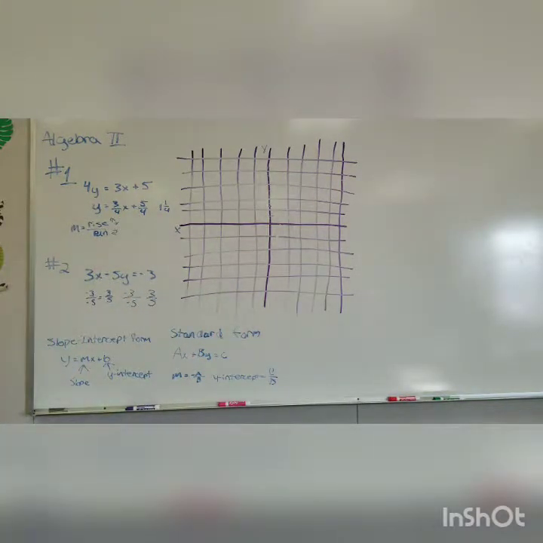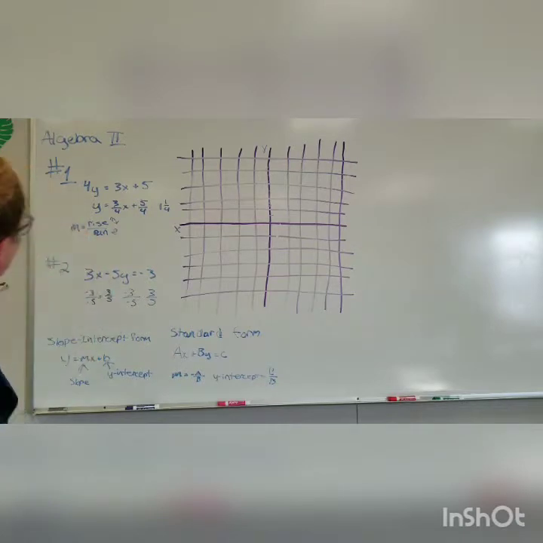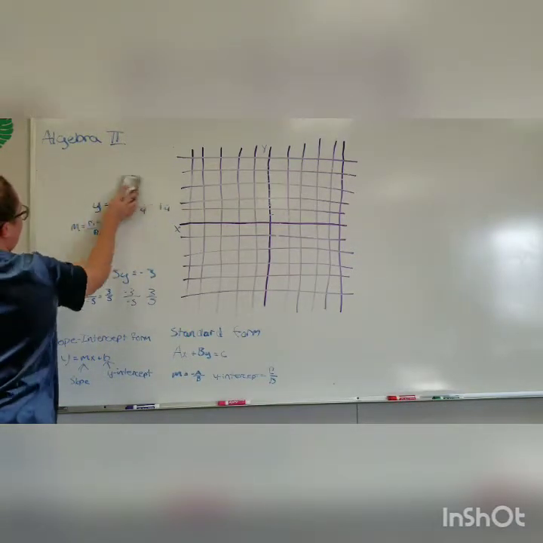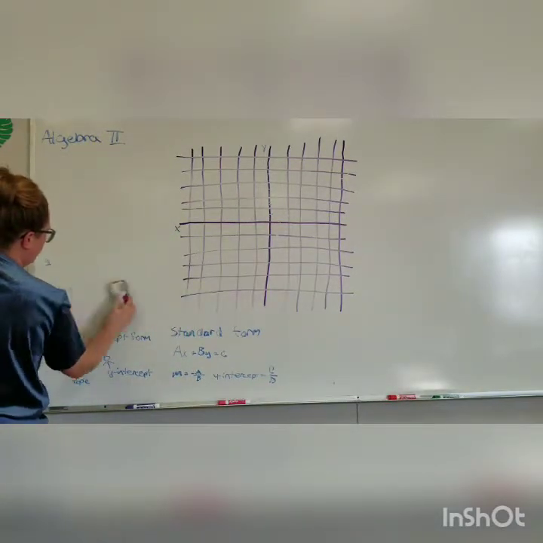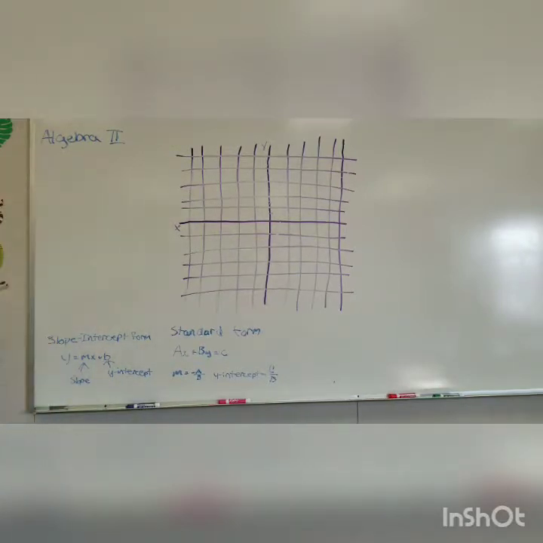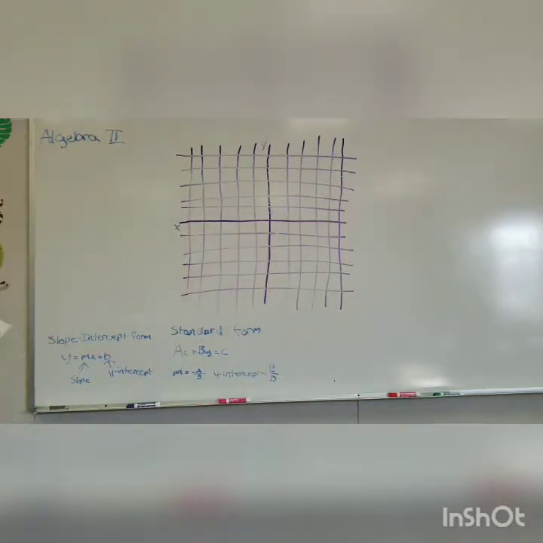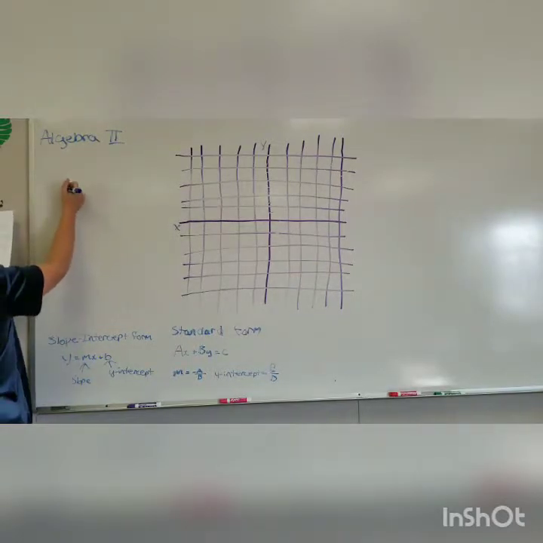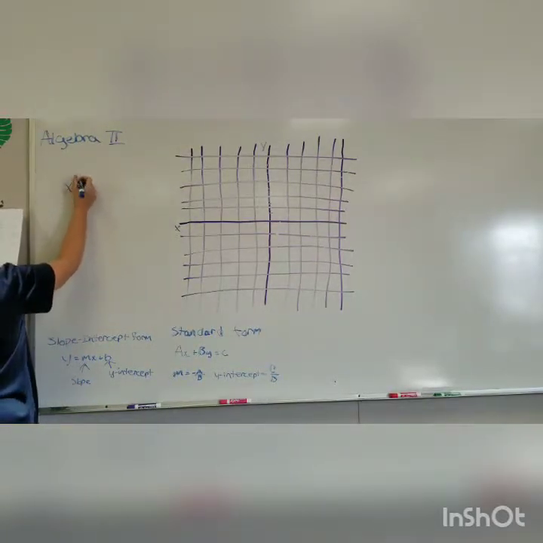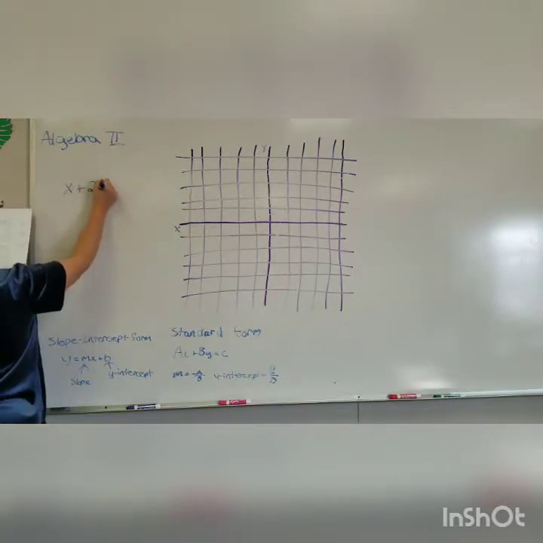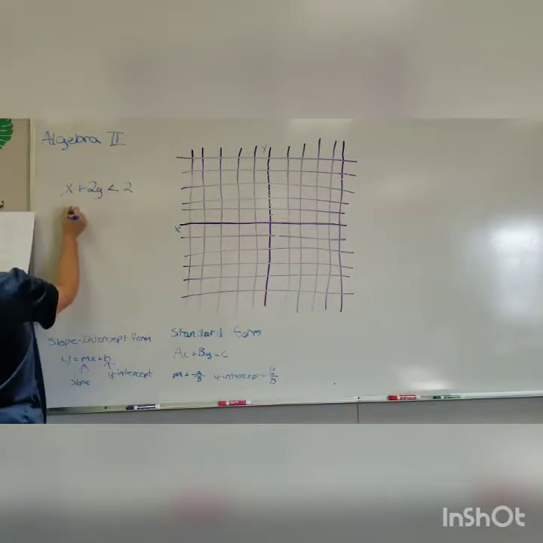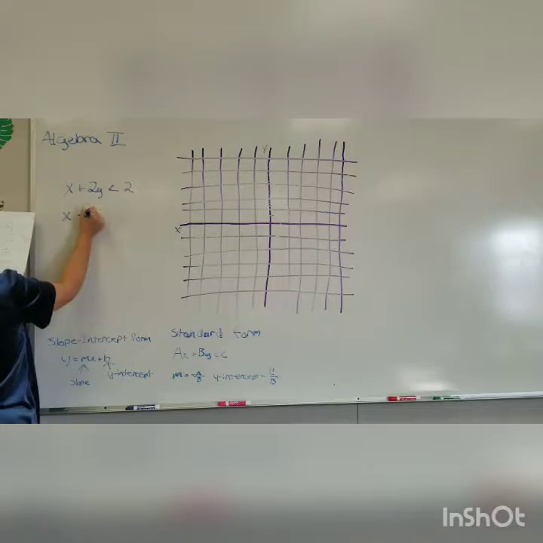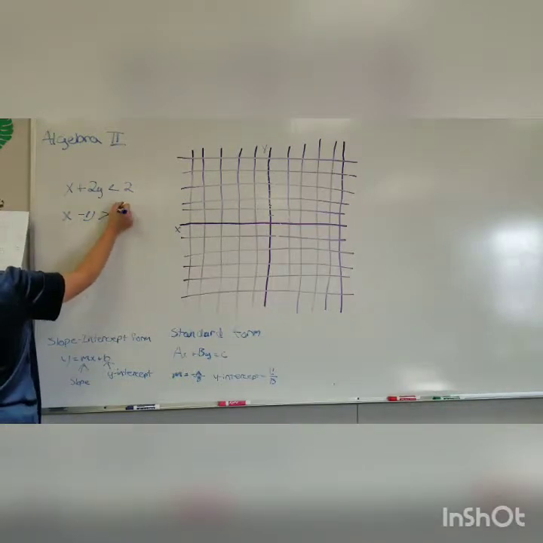All right, I'm going to skip problem number 3 and go to problem number 4 because number 4 also needs a graph to be used. So before I erase my beautiful graph, let's use it for problem number 4. Number 4 says solve the inequalities by graphing. So they give you 2 inequalities: x plus 2y is less than 2, and x minus y is greater than 4.